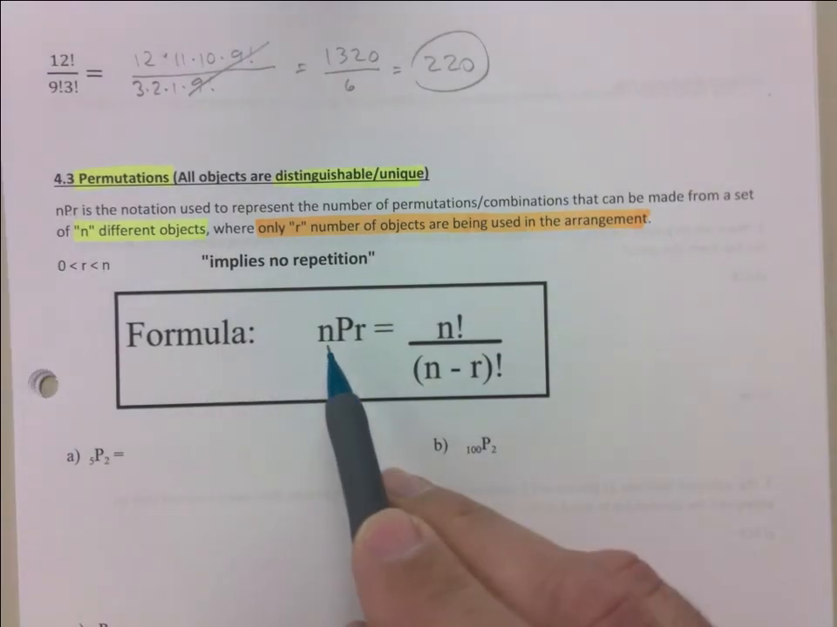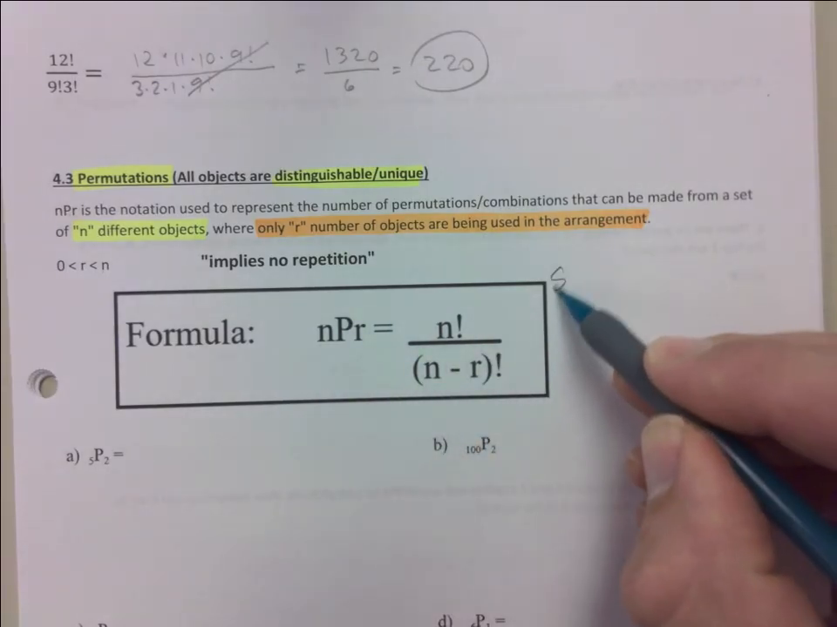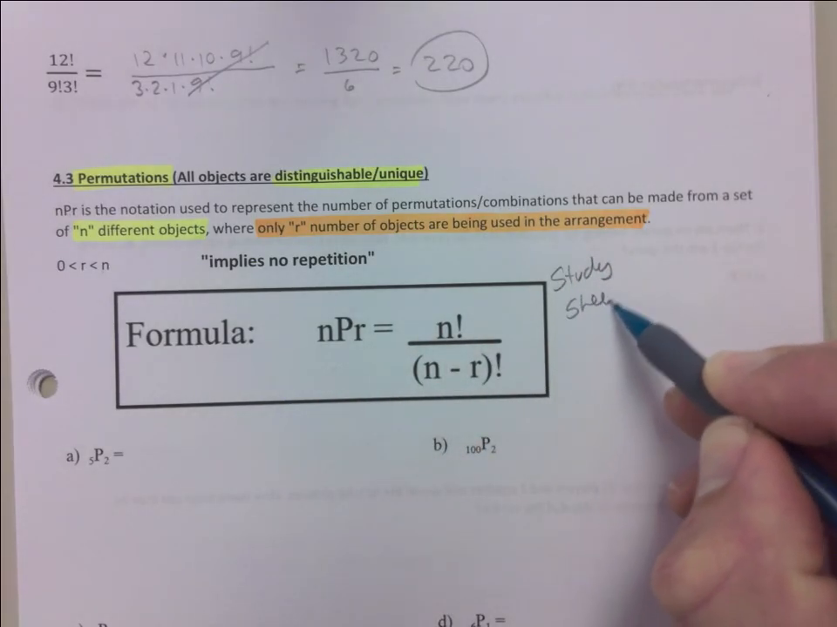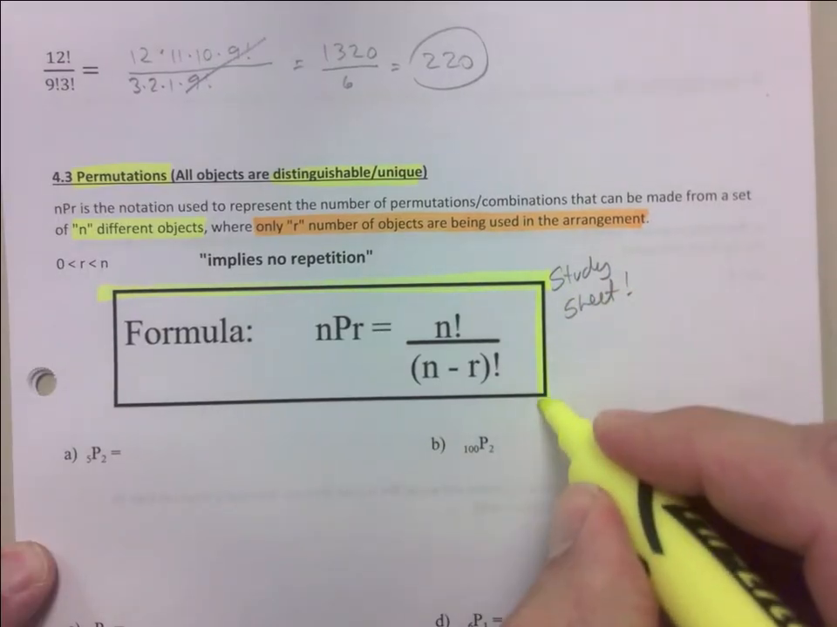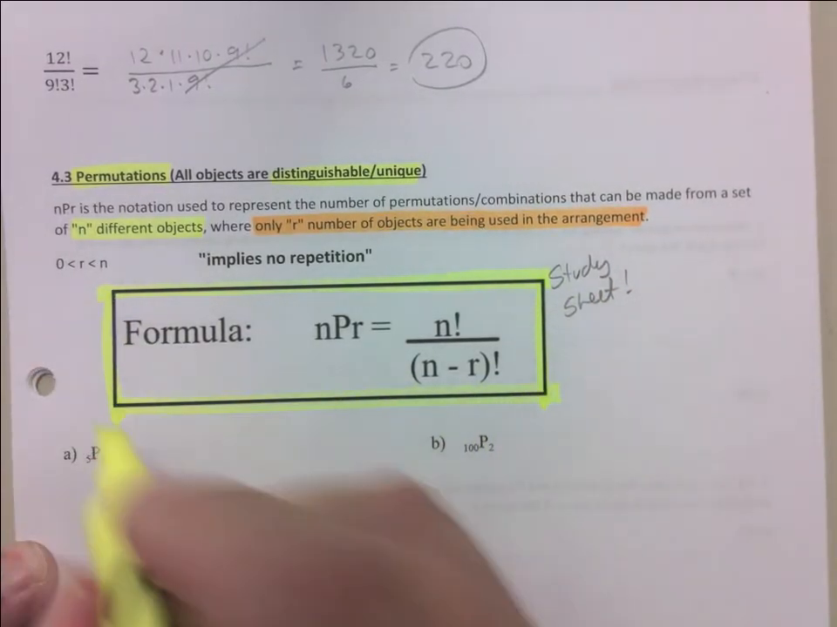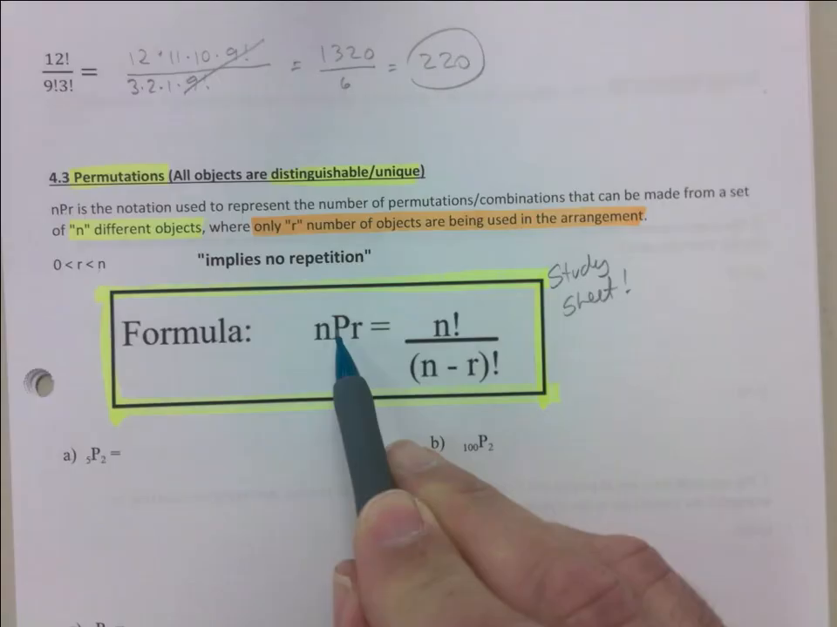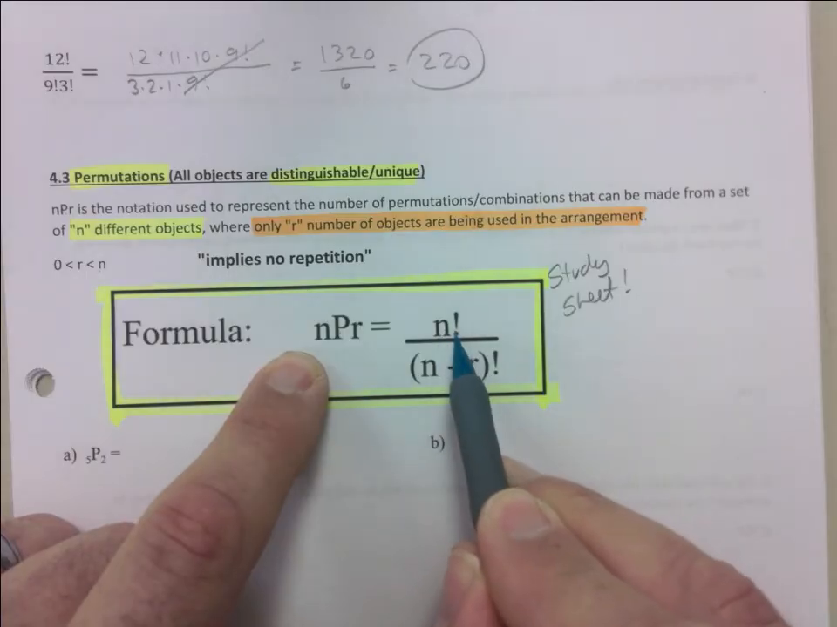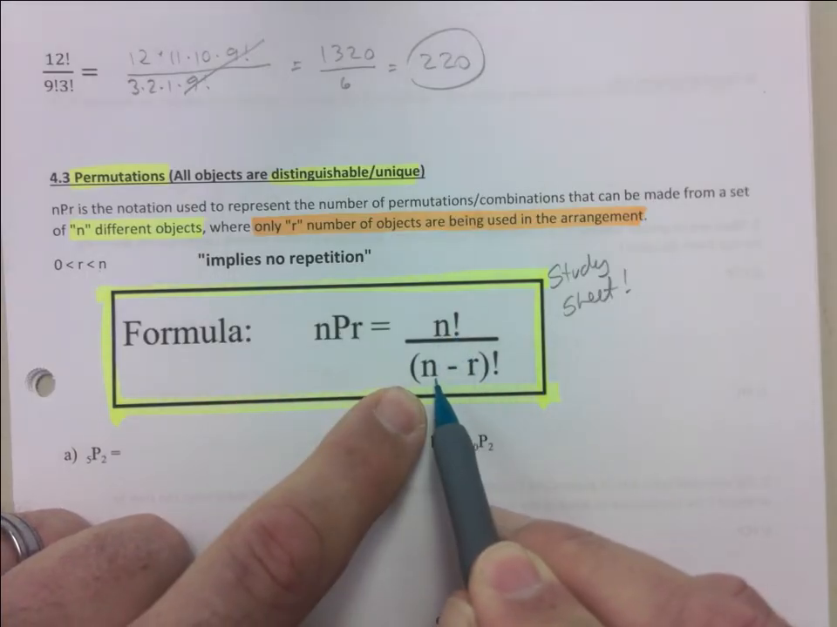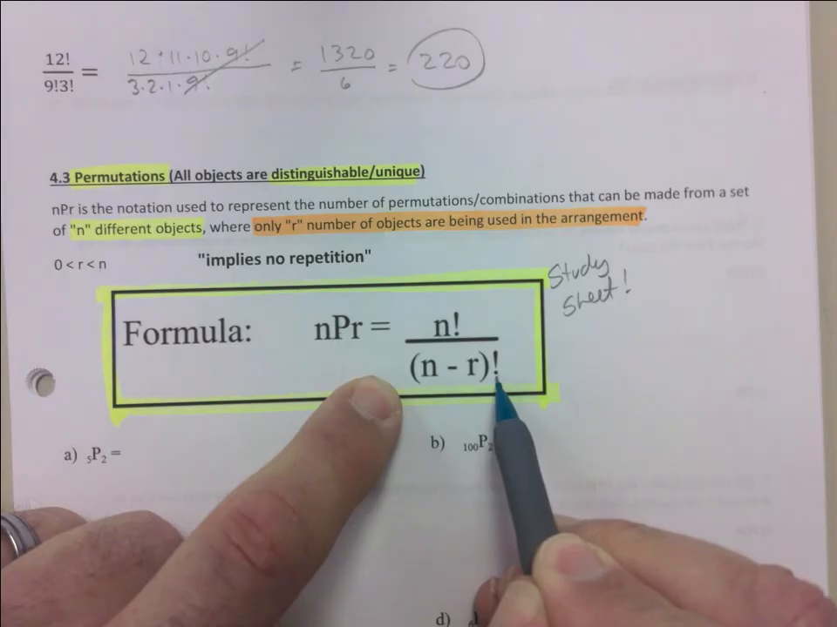Here's your formula, and you're going to see where this goes in a bit. For now, just make sure you have this formula on your study sheet. This is a must. With nPr, if you see a number, P, and then another number, we will substitute n up top with a factorial, and in the denominator, we go n minus r. You subtract these two and make sure you put a factorial to that.